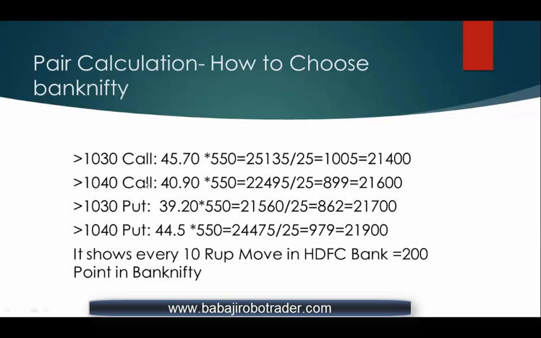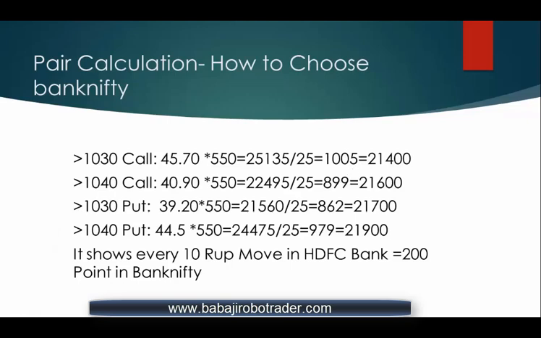Again, the first is the 1030 call. The premium into lot size gives one value, and dividing by the Bank Nifty lot size gives one premium. We have to match this premium with the Bank Nifty strike. When I match them, I get one combination.